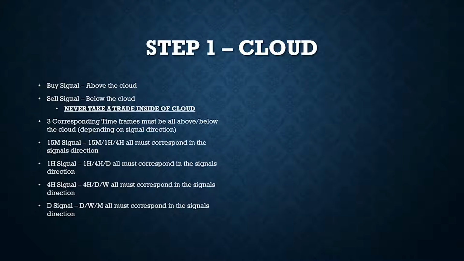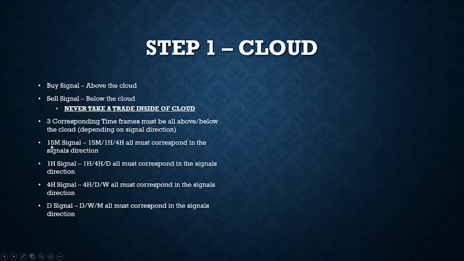So, with that said, 3 corresponding time frames must be all above or below the cloud depending on the signal direction. As you guys know, if we get a buy signal, 3 time frames must be above the cloud. If we get a sell signal, 3 time frames must be below the cloud.